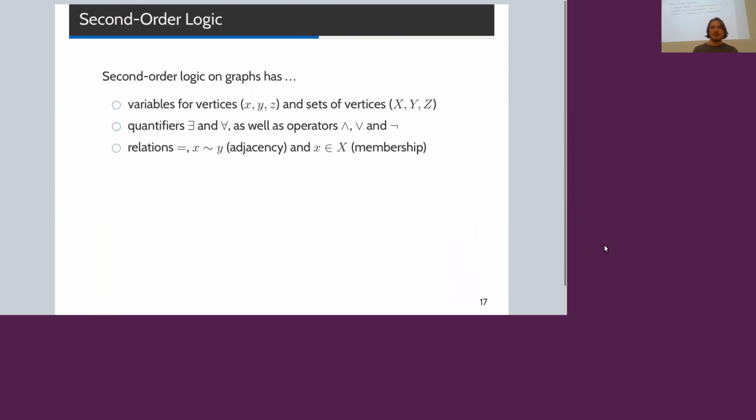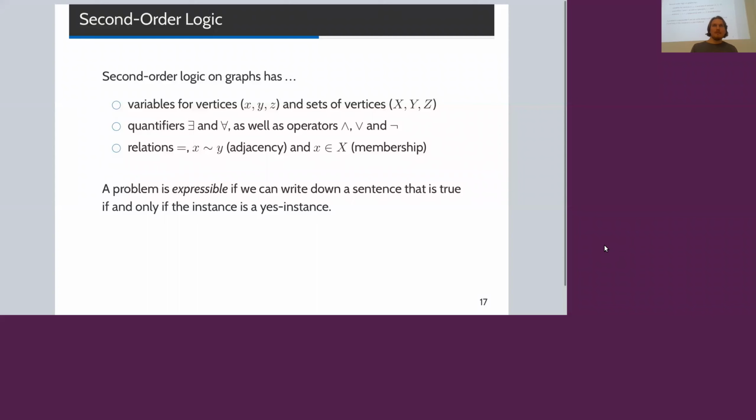Here, a quick teaser of what MSO logic can do. You can quantify over vertices and sets of vertices. And then you can have existential quantifiers and universal quantifiers. And you can have your standard Boolean operators. And you can ask whether two vertices are adjacent or whether one vertex is inside a set. And this is what you can do in MSO. So we're going to have some examples.